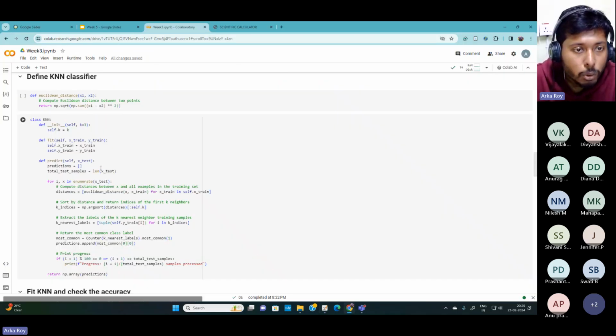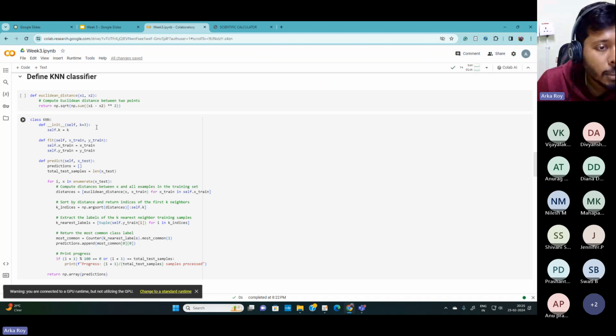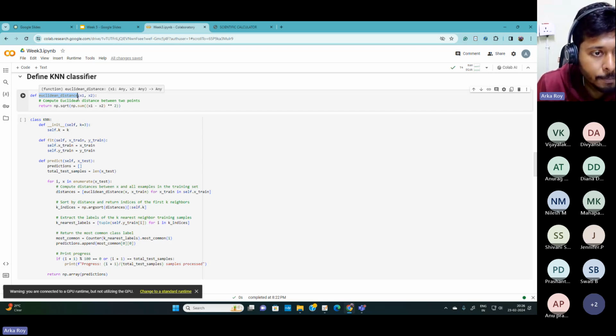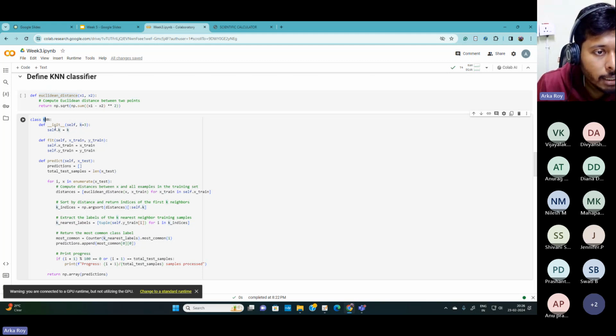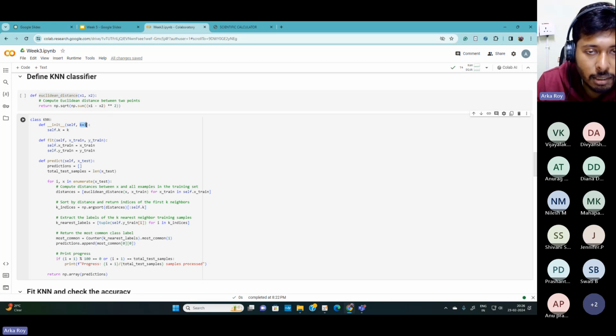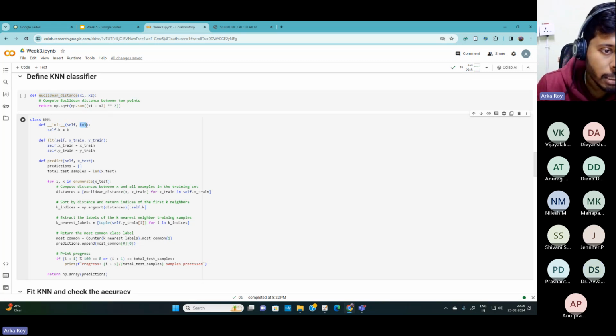So let me show you through this particular KNN application. We have considered the Euclidean distance, that means root over x1 square minus x2 square. So the class is KNN, and you can define it as k equal to 3. K equal to 3 means the neighbor value that I'm considering is 3. Three neighbors I'm considering. Then what you have to do is basically fit the training input.